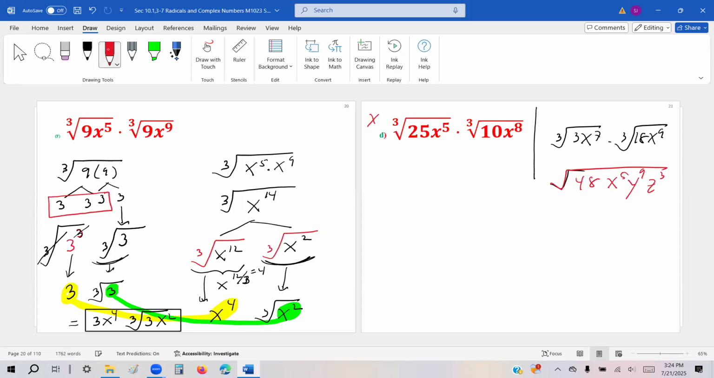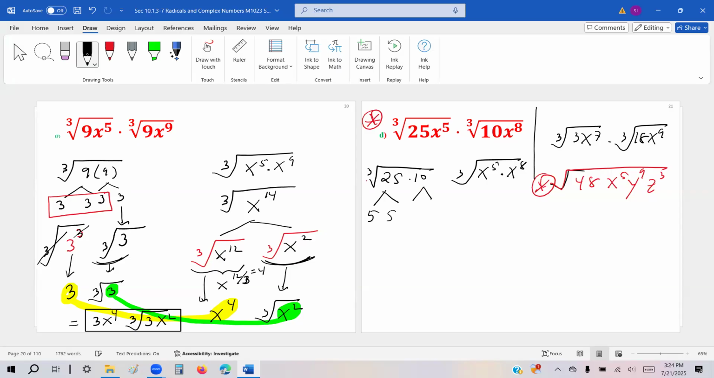So again, one of these, and this will be in the exam, the upcoming one. So we do 25 times 10, and then x to the 5, x to the 8. Now you can multiply 25 and 10, but it doesn't help you. So instead, just split them.